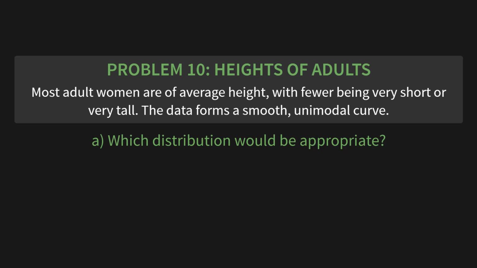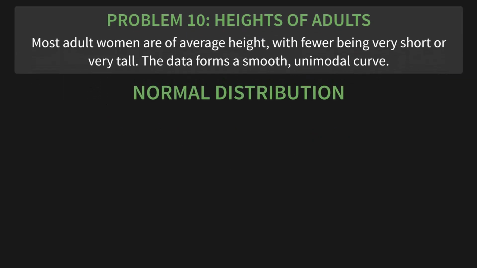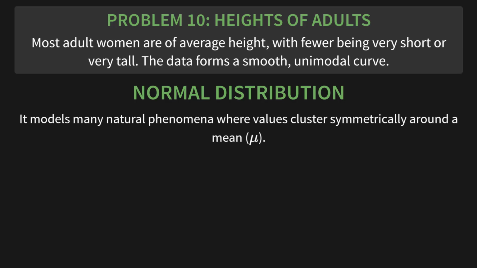Last one. Problem 10. Heights of adults. We know that most adult women are of average height, with fewer being very short or very tall. The data forms a smooth unimodal curve. Part A. Which distribution would be appropriate? The biggest hint is, it's the most famous bell curve. Of course, it's the normal distribution. It models so many natural phenomena where values cluster symmetrically around a mean, which we call mu.